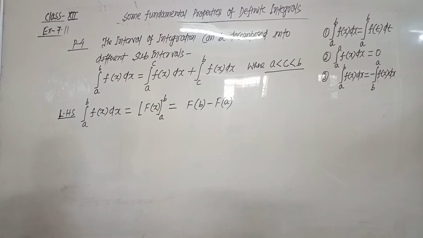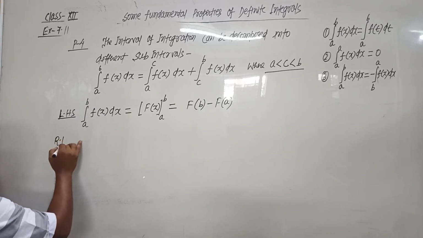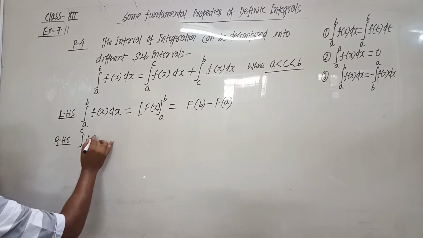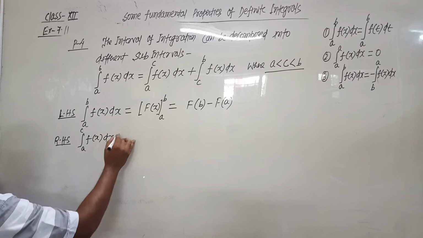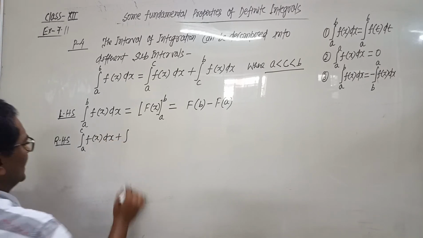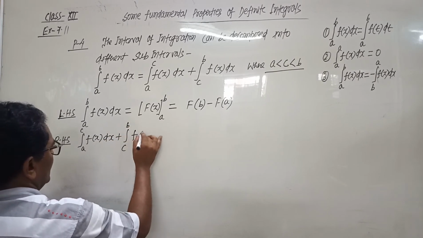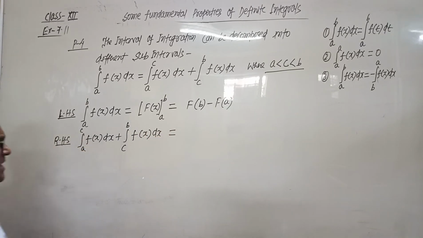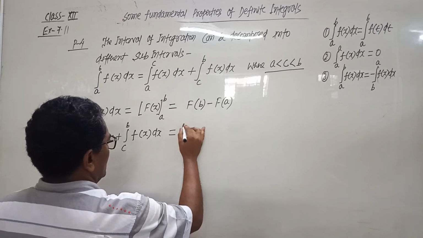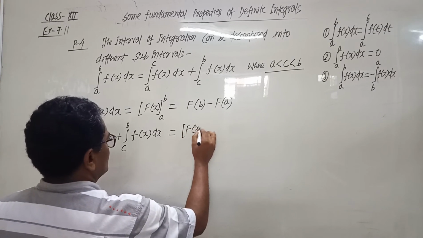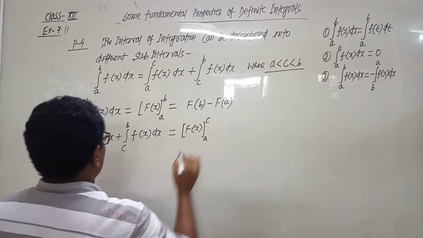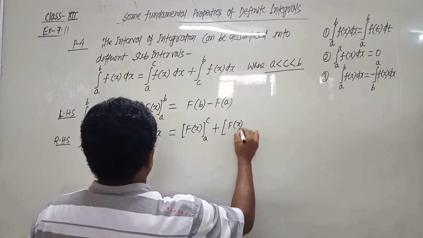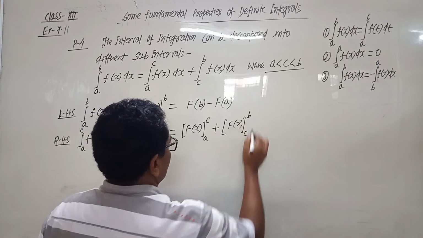Then we solve RHS, and RHS is integral a to c f(x) dx plus integral c to b f(x) dx. So a to c f(x) dx can be written as capital F of x from a to c, plus this can be written as capital F of x from c to b.